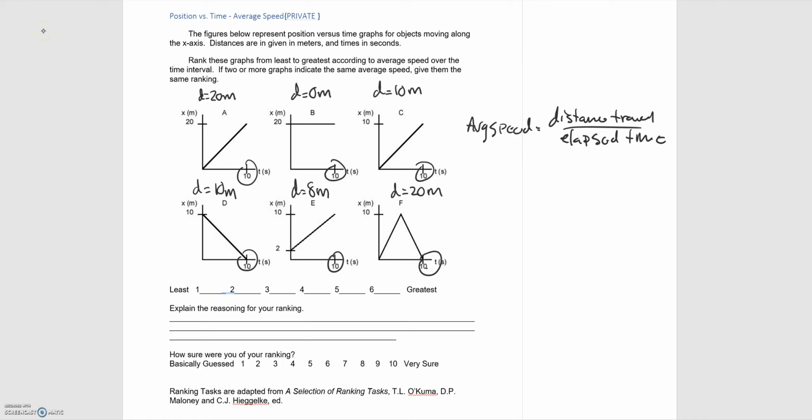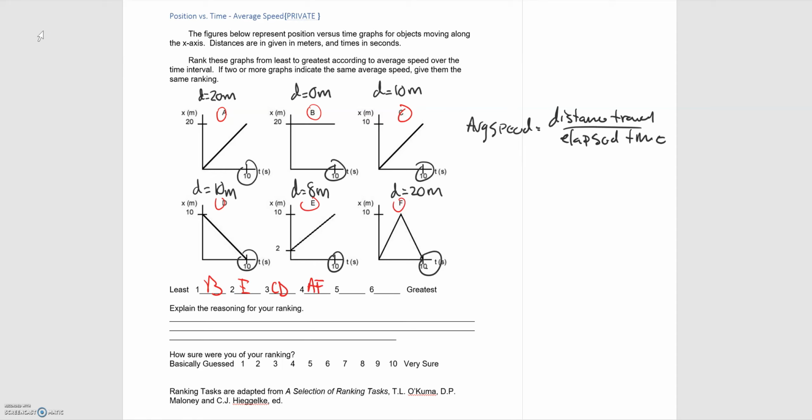Now that we know the distance traveled, we can rank the average speeds. So starting with the smallest, we have a distance traveled of 0 for B, so that would be the smallest. And then we're moving up to E, and then to C and D. And then finally finishing up with A and F as the same.